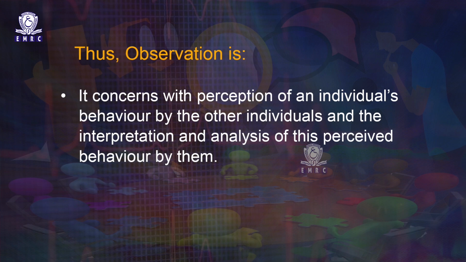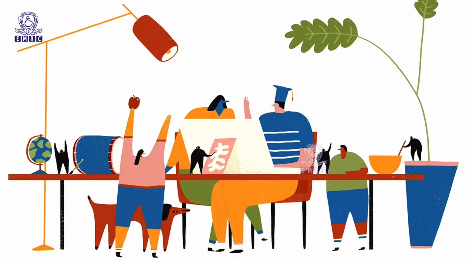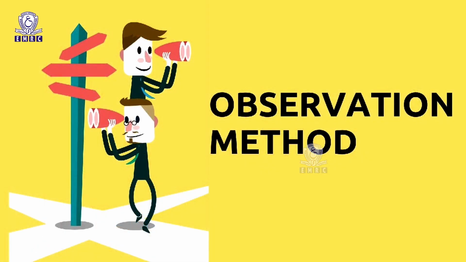Observation, that is watching what people do, would seem to be an obvious method of carrying out research in psychology. However, there are different types of observational methods and distinctions need to be made between them. Let us discuss some of them.